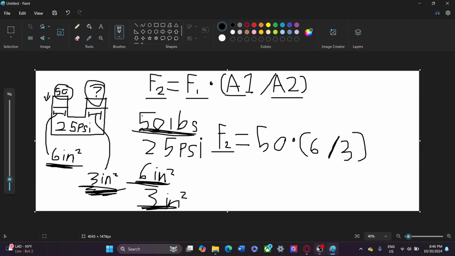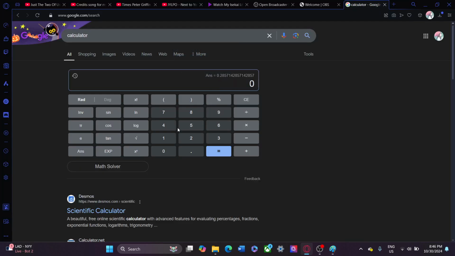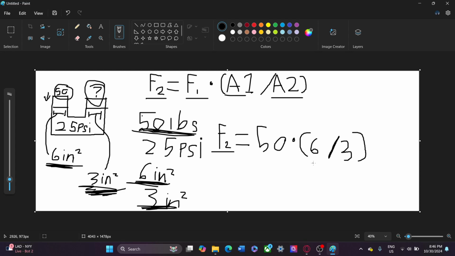So what do we do now? We go over to our calculator, which is 50 times, put our bracket, 6 divided by 3. That answer is 100. Now, to split that up, what you do is first you do your brackets, right? 6 divided by 3 is 2. So 2 times 50 also equals 100.